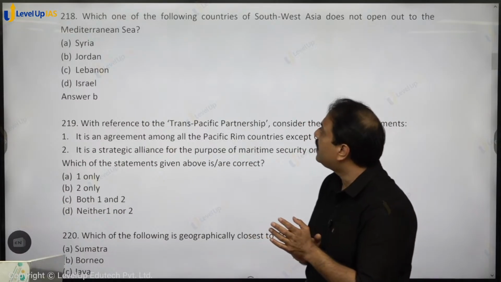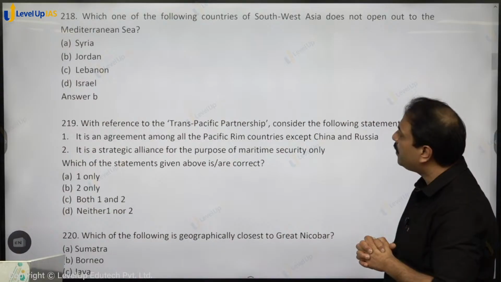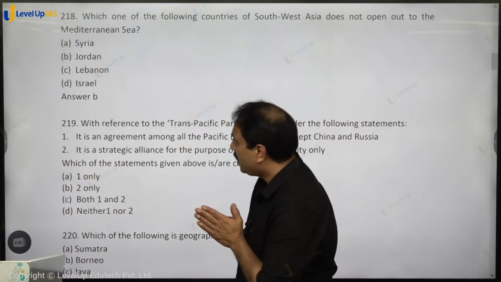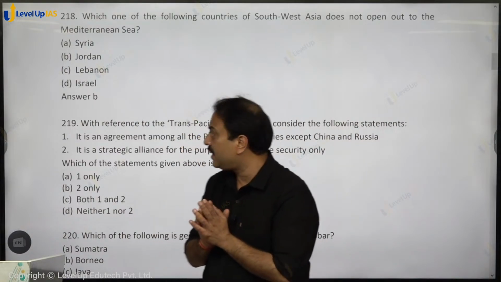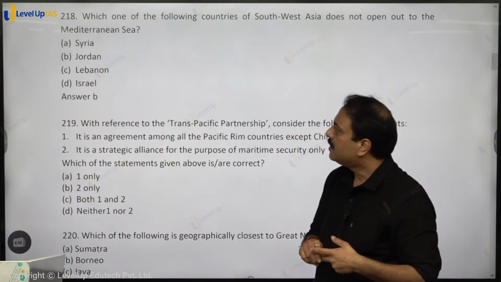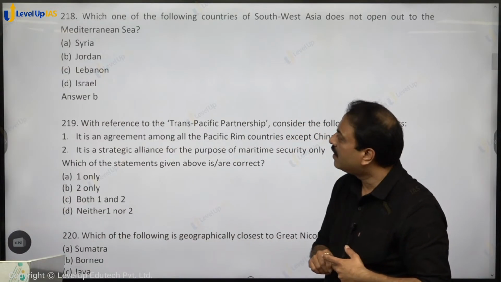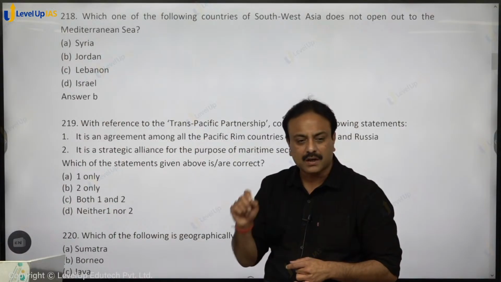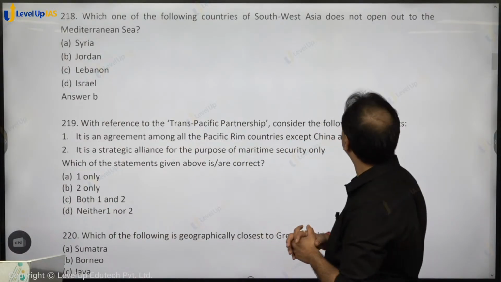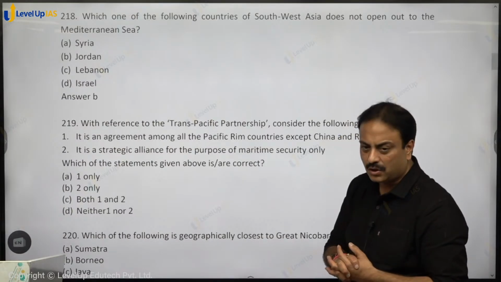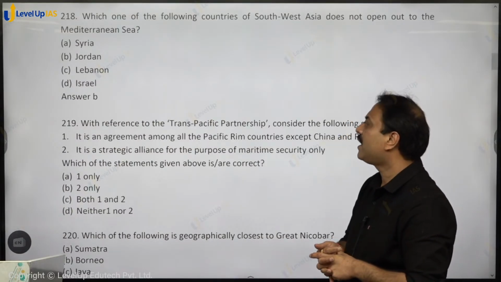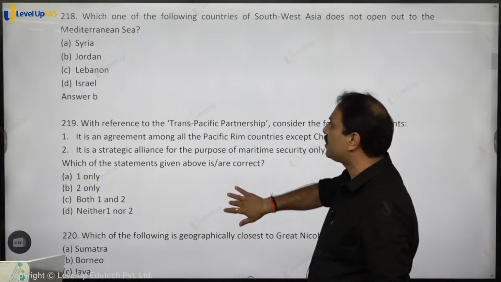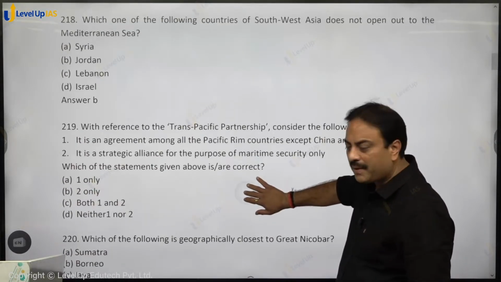Which one of the following countries of the Southwest Asia does not open out to Mediterranean Sea? Again, Middle East, West Asia, something has been asked. Syria, Jordan, Lebanon, Israel. Israel is having borders with Mediterranean, Lebanon is having borders with Mediterranean, Syria is also having border with Mediterranean, Jordan is not having any coastline with Mediterranean. Jordan is having a very small coastline in Gulf of Aqaba, right? So which does not open out to Mediterranean, that will be Jordan. Again, the bordering countries of Lebanon, Israel, Syria, Jordan, they will all remain very important for this year's examination. Here the answer will be B for boy, Jordan.